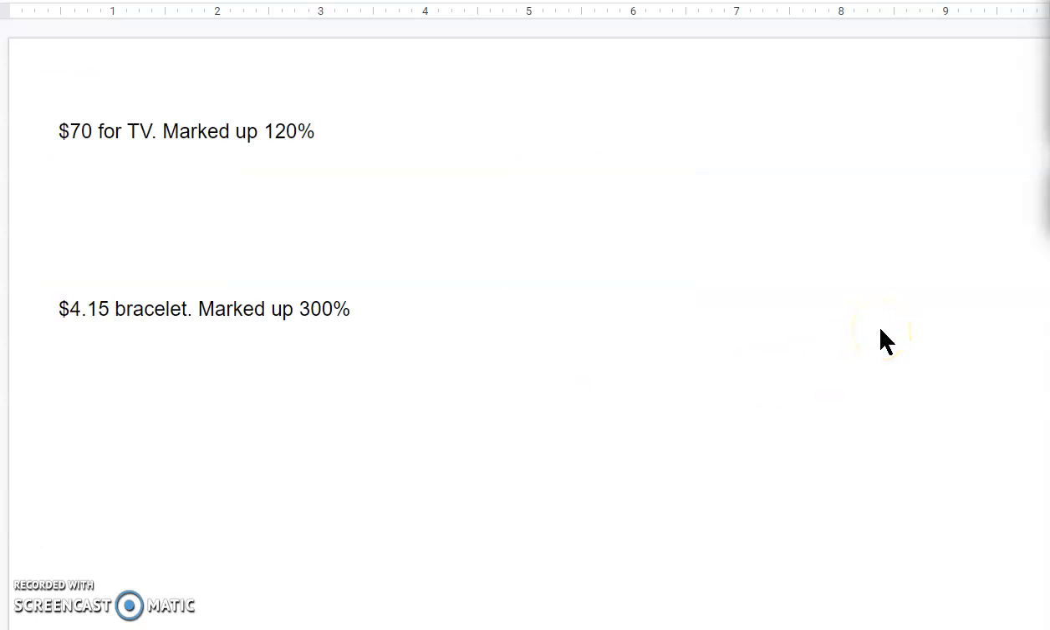With markups, I'm going to do the same thing, but a lot of times the markups are high percentages, 50%, 100%, 200%. So be careful when you are converting the bigger percents to a decimal. For example, 120% would not be 0.12. It would be 1.2. So I am paying for 100% of this plus an additional 120% for the markup.